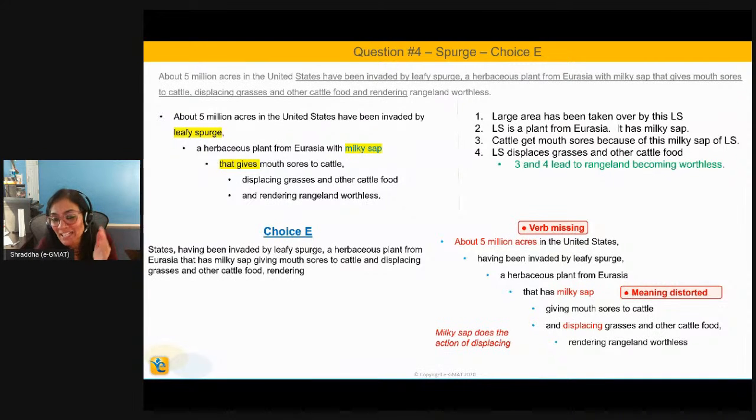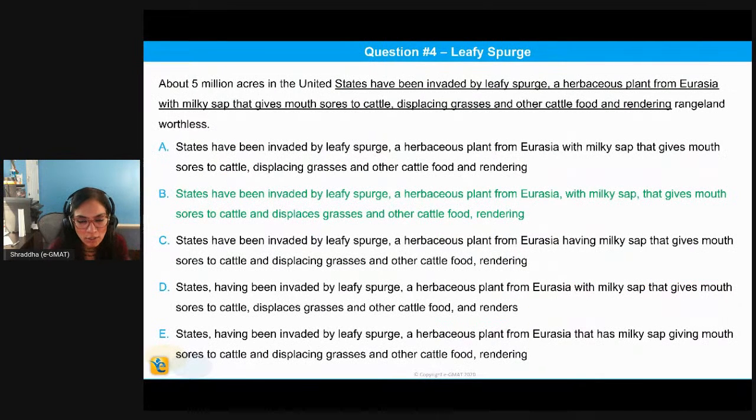It uses the verb-ing noun modifier, but it presents the same meaning. Again, displacing grasses connects with milky sap, which again is illogical. So choice E is also wrong. So for this question, choice B is the correct answer.